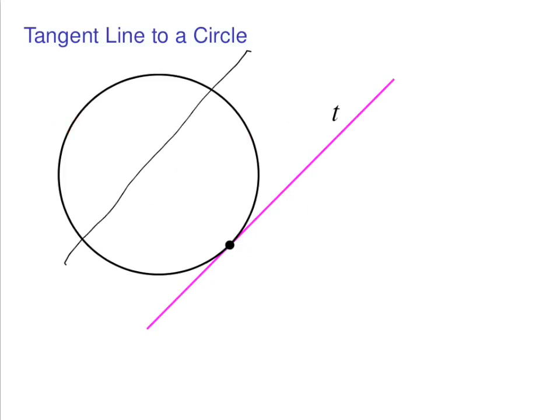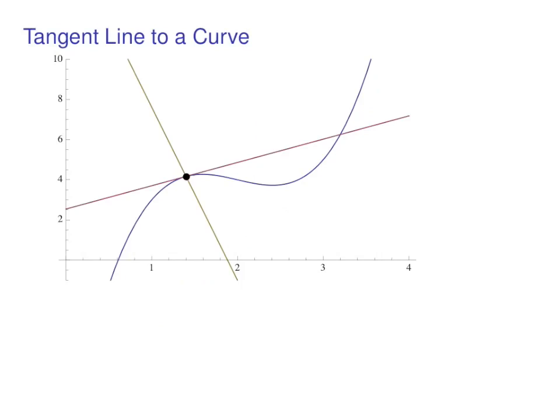So for a circle, we can define a tangent line to be a line which intersects the circle in exactly 1 point. However, that doesn't generalize very well, as we're going to see on the next slide. So here's the graph of a function. This turns out to be a cubic function, though that's not important here.